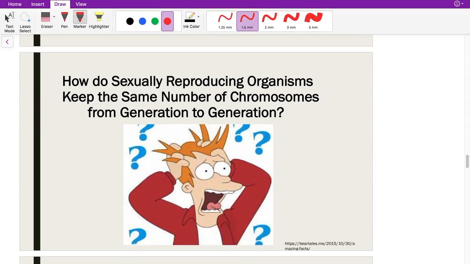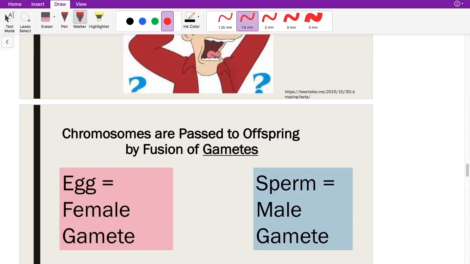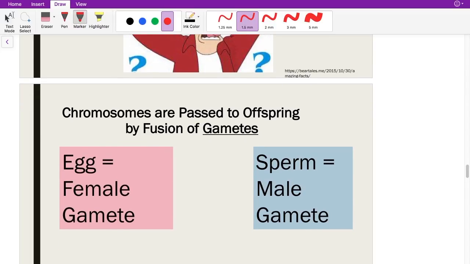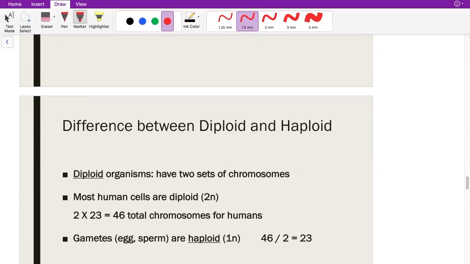Now you might ask yourself, how do sexually reproducing organisms keep the same number of chromosomes from generation to generation? Well, chromosomes are passed to offspring by the fusion of gametes. The female gamete is the egg, whereas the male gamete is the sperm. Gametes are haploid cells. Now, normally, human body cells are diploid, like the cells in your liver or the cells in your brain. These diploid cells have a total of 64 total chromosomes. However, gametes are haploid, which means that they are half the number of cells. So, the haploid cells only have 23 chromosomes.